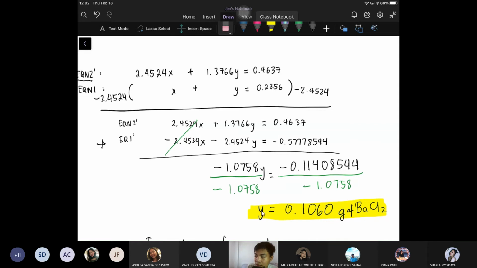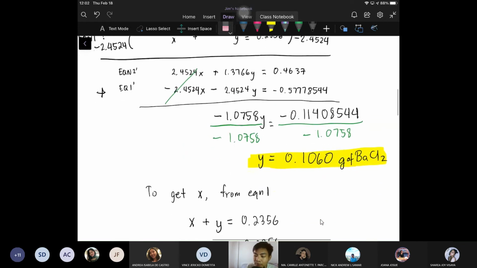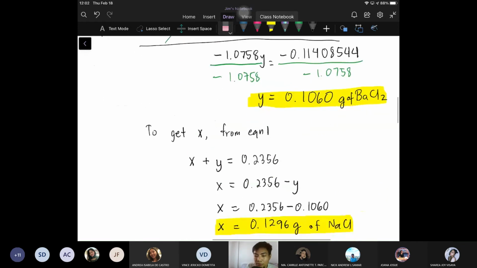So we solved that the value of y is 0.1060 grams of barium chloride. Yun na yung mass ng barium chloride. Then kung gusto ko hanapin yung sodium chloride, I will just use the original equation. NaCl plus BaCl2 equals sample mass. Okay? So ginawa ko, I solve for x. So yan. Transpose lang. Plug in mo to. And then I got 0.1296 grams of NaCl. So, tapos na ba tayo?